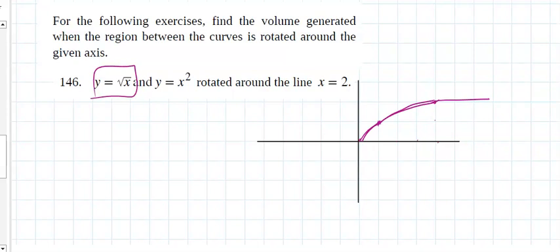I'm going to take y equals x squared. So I'm going to enlarge that a bit. I'm going to go ahead and make that a bit long. So I'm going to say that's a 1, that's a 1. The radical looks like this, and the square looks like this. They're talking about this region. I'm going to rotate this about the line x equals 2.